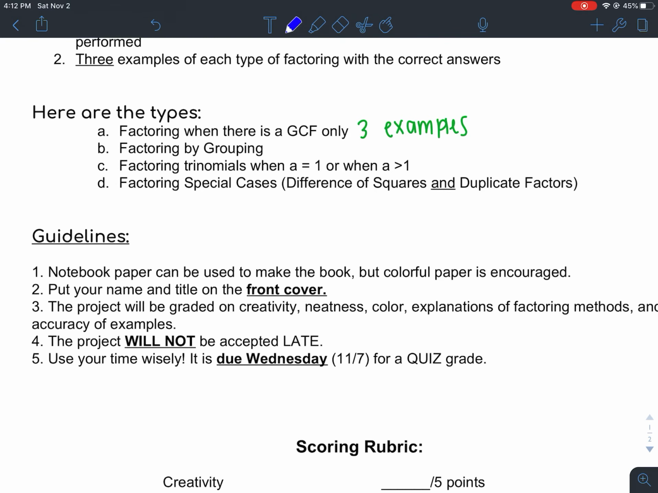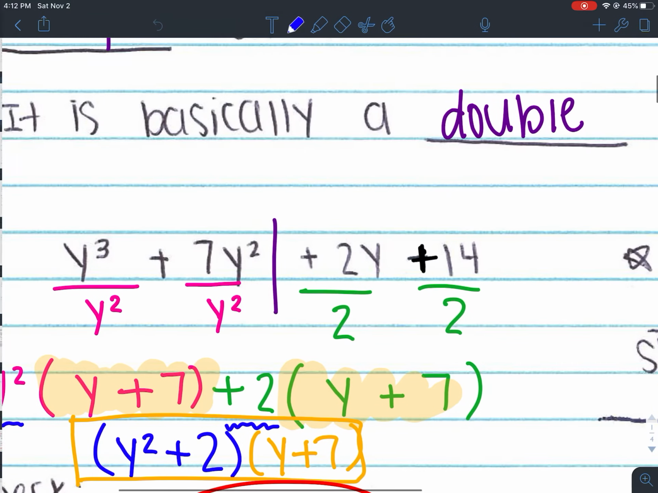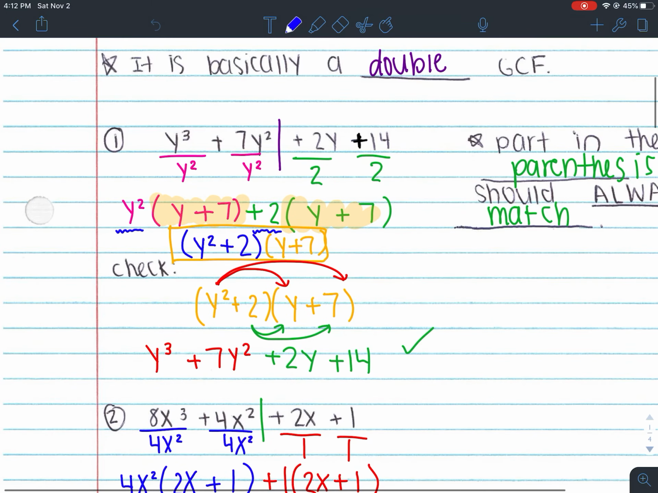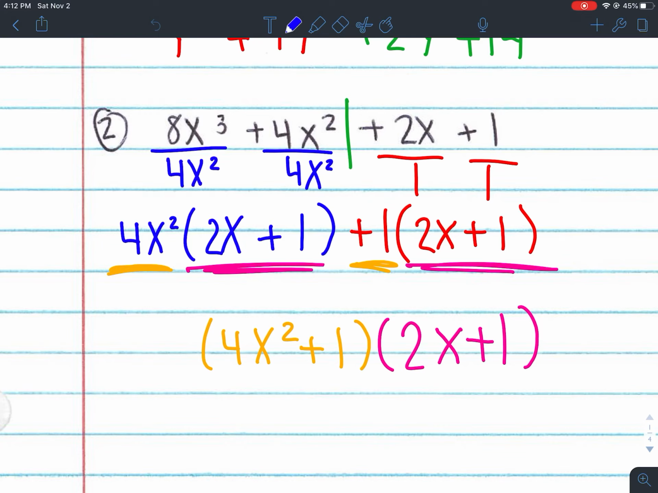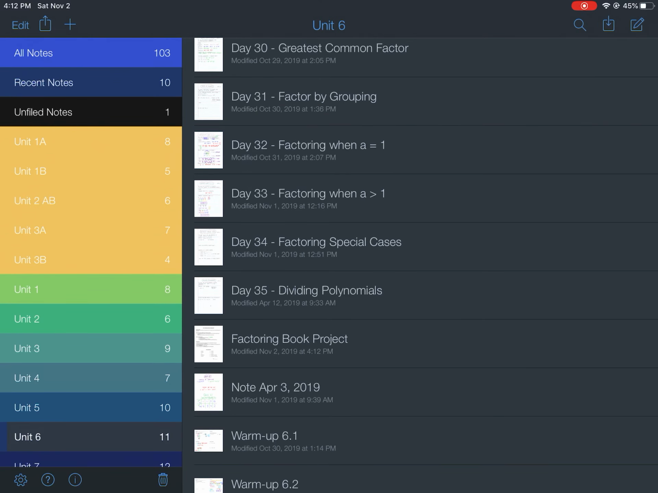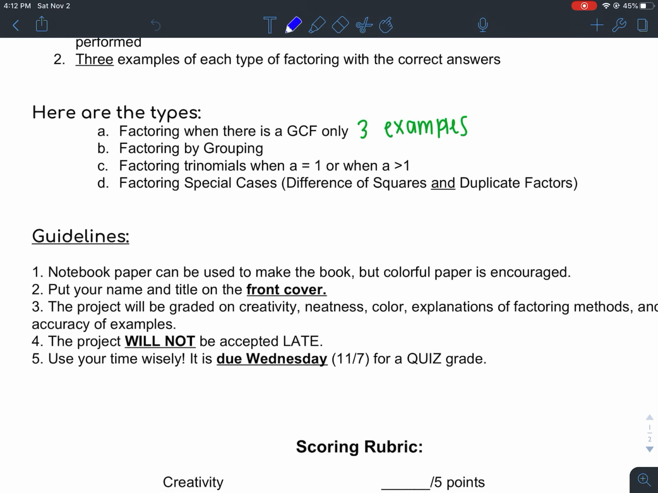All right, the second way is factoring by grouping. If you want to use your notes for factoring by grouping, you can look back and remember that you need 4 terms. If you wanted to use example number 2 from the notes, now hopefully not everyone uses example number 2, but for example, you already have 4 terms. You don't have to make it into 4 terms. So this is when you already have 4 terms, and then you just factor by grouping. You don't have to use the AC method. And again, you would need 3 examples of this.